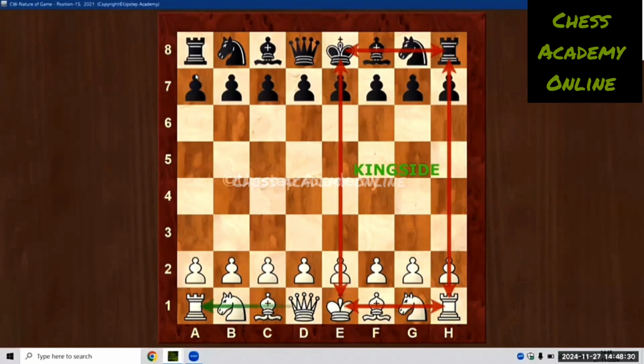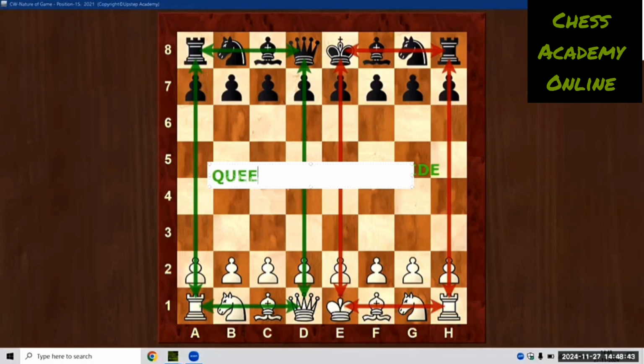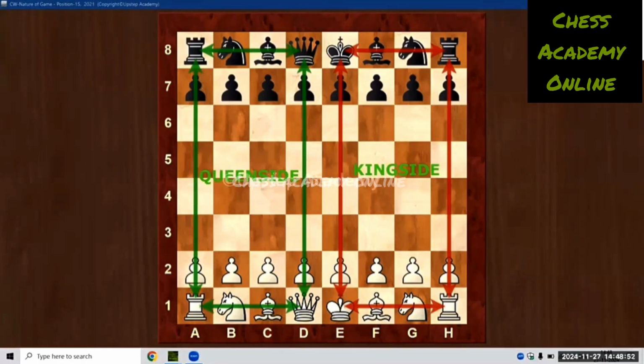And the left part of the chessboard, the letters A, B, C, D, can be called the queen side because the queens are placed on that side. So let's write down: the left portion is called the queen side. The letters A, B, C, and D. Queen side and king side.